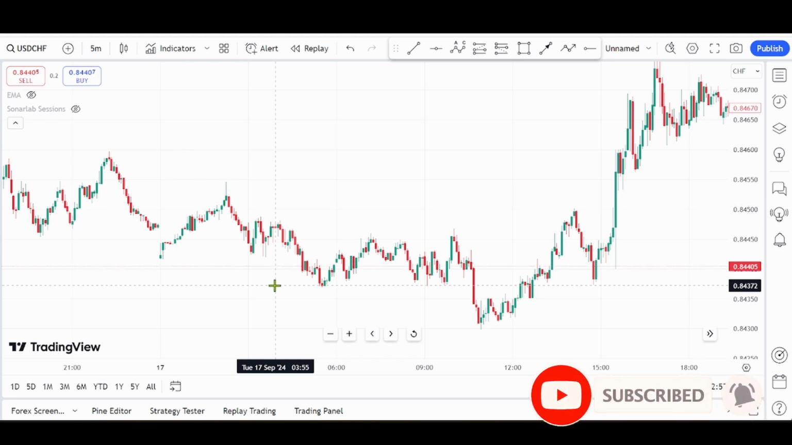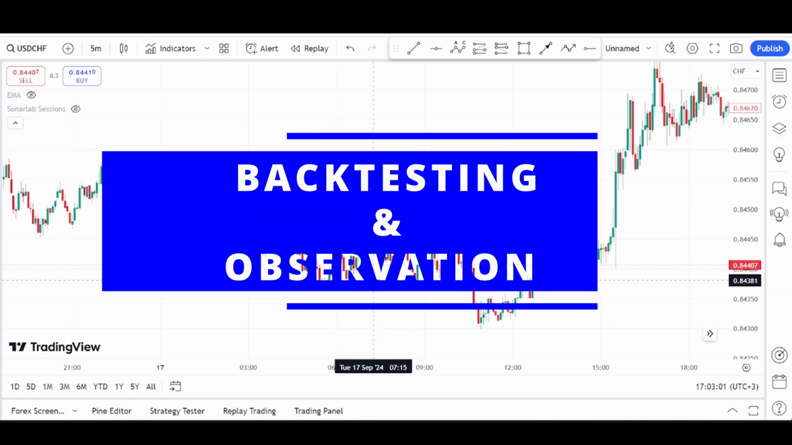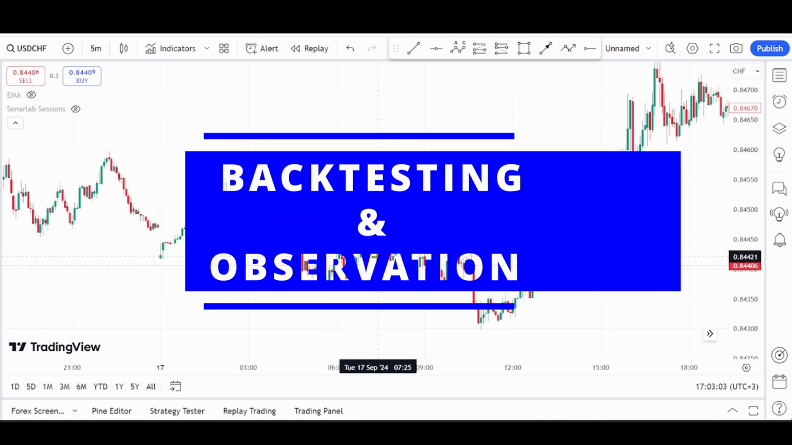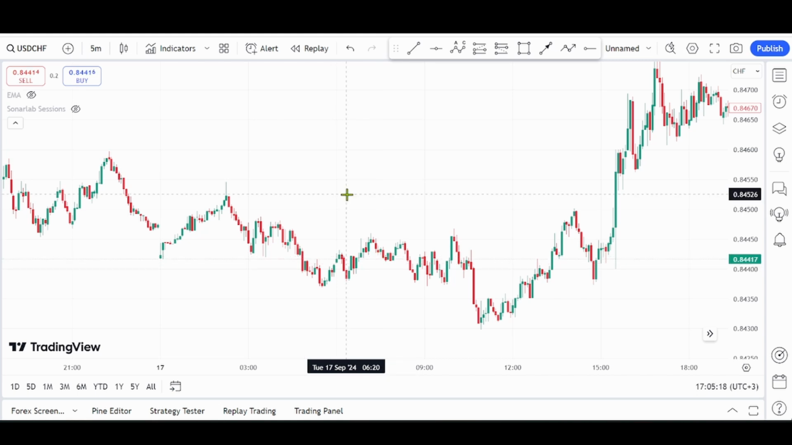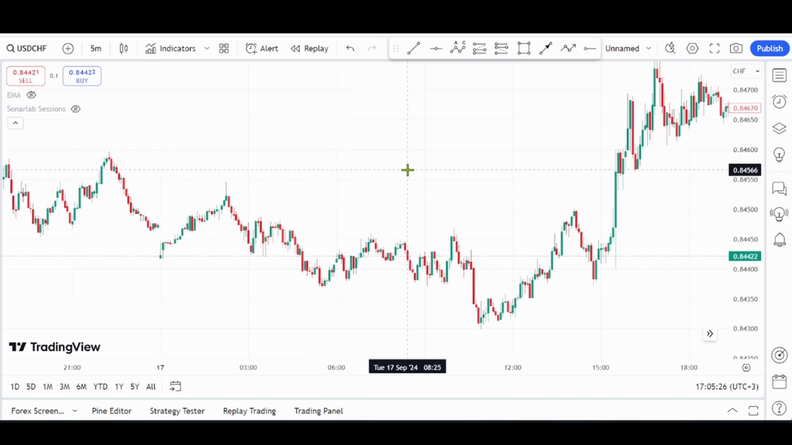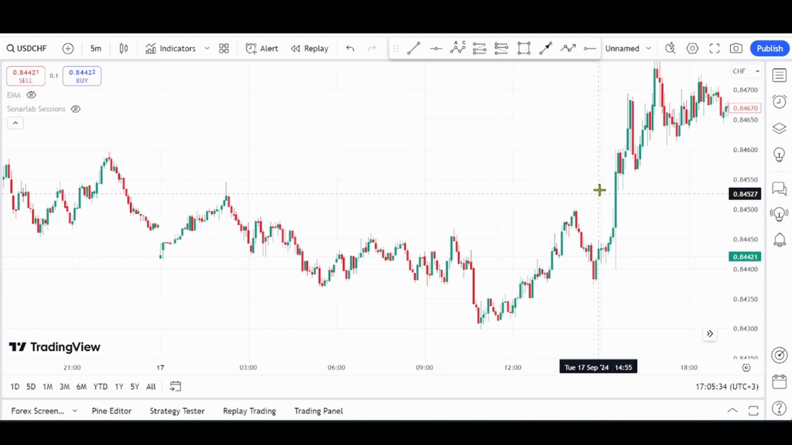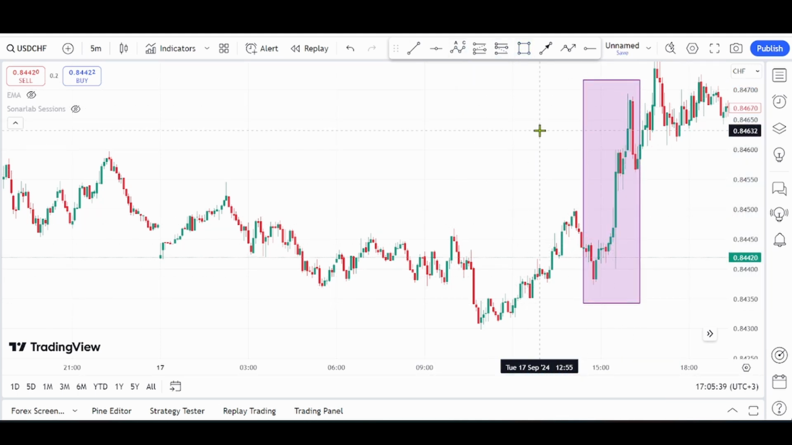Now we will be looking at two types of backtesting. The first scenario is backtesting and observation. Now we'll be looking back in time to observe price action. We need to understand the liquidity and distribution. Let's see when is the best time to enter the market, when there's a lot of volume. Now we can see we have a big volume here. We need to know what time.